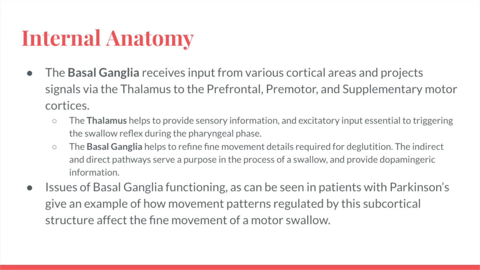The indirect and direct pathways serve a purpose in the process of a swallow and provide dopaminergic information. The issues of basal ganglia functioning can be seen in patients with Parkinson's, and that helps give an example of how movement patterns regulated by the subcortical structure affect the fine movement of a motor swallow.